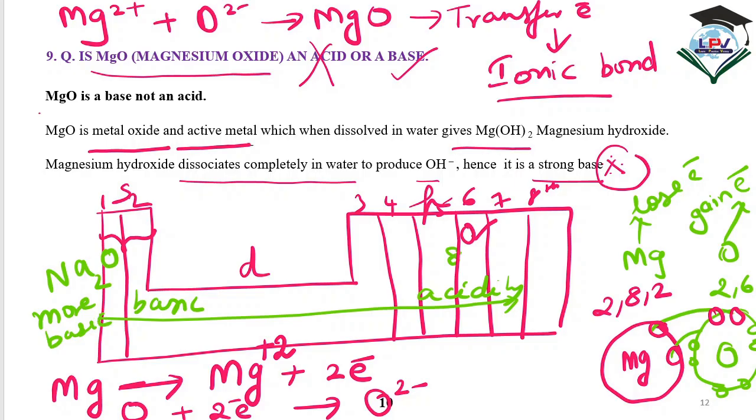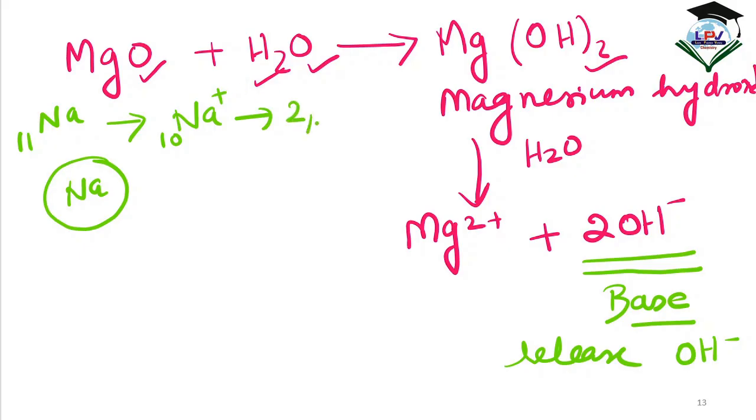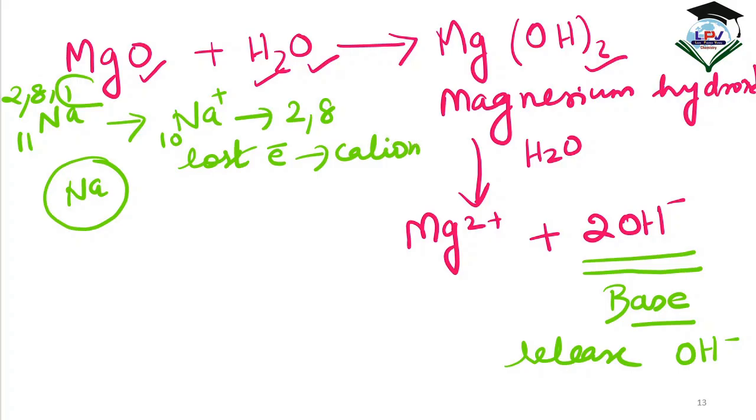I'll tell you why. Here, the sodium metal, which has atomic number 11, becomes Na plus by leaving one electron. This Na plus is 2, 8. Initially it was 2, 8, 1. So it has a tendency to lose an electron. So it has lost its electron and has become a cation. I hope you are very clear about this concept. There is only one electron in the outermost shell.